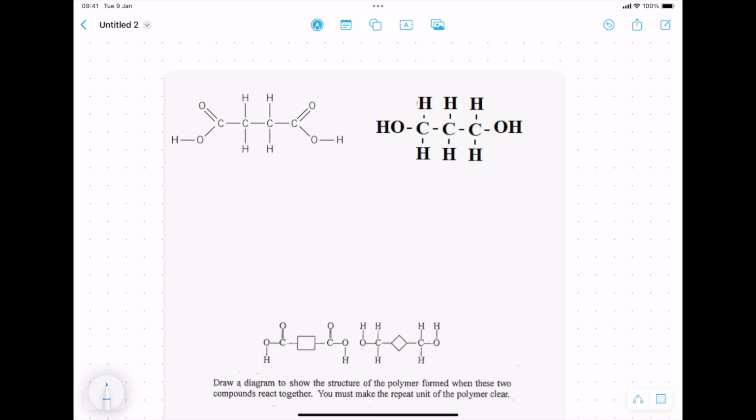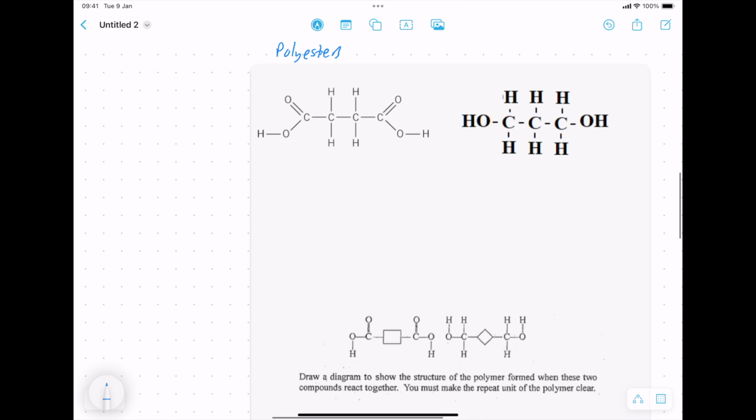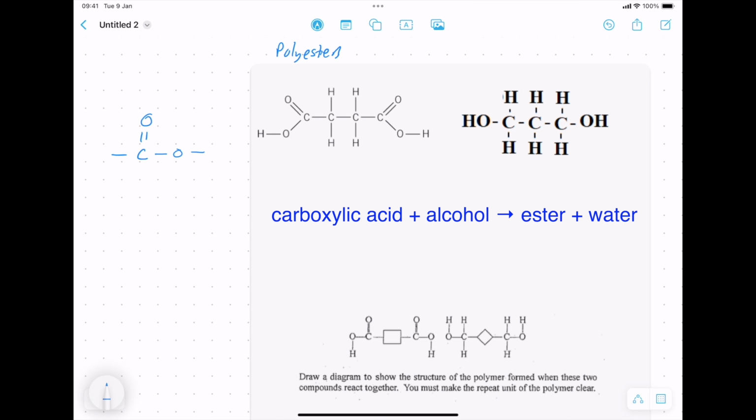So we're going to start with polyesters, which is using the two molecules below, and the polyester bond, or the ester bond, is, if I just do it on the side, C double bond O with a C single bond O. And the ester bond is formed when a carboxylic acid reacts with an alcohol to produce an ester and water.